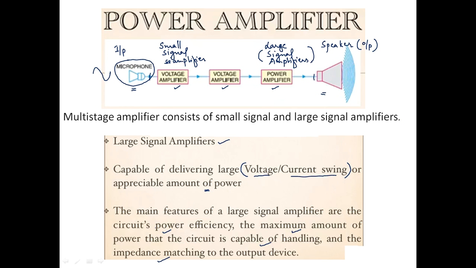The first one is the circuit's power efficiency. Please note it. Efficiency is a very important terminology. Higher the efficiency, better is the power amplifier. Then the maximum amount of power that a circuit is capable of handling, and finally the impedance matching.